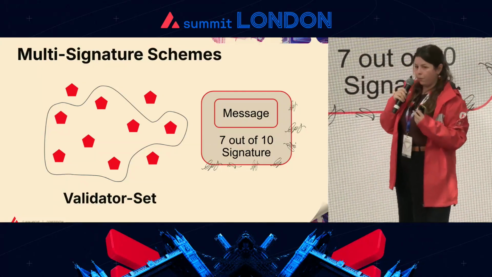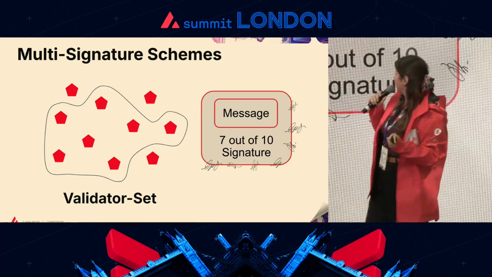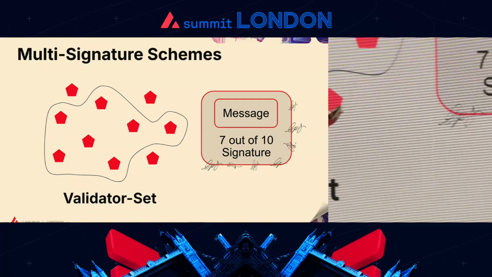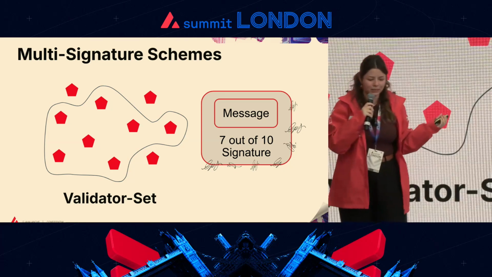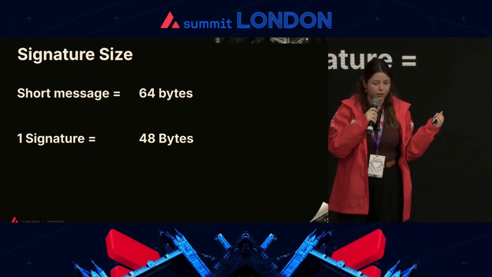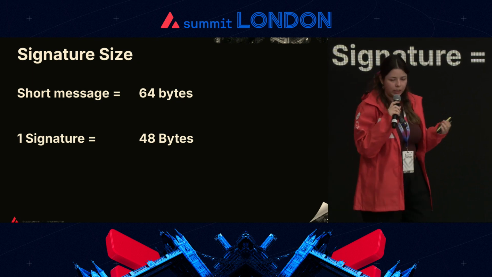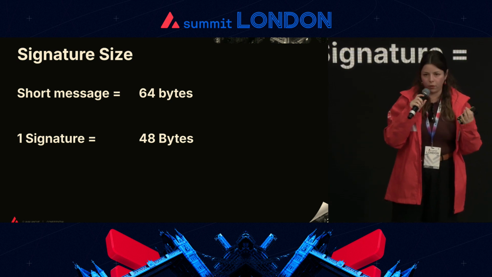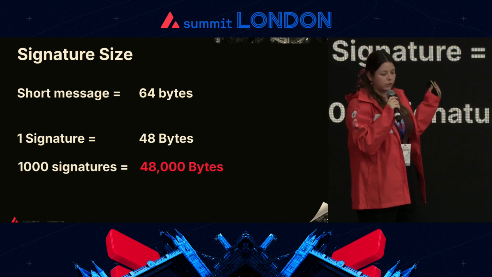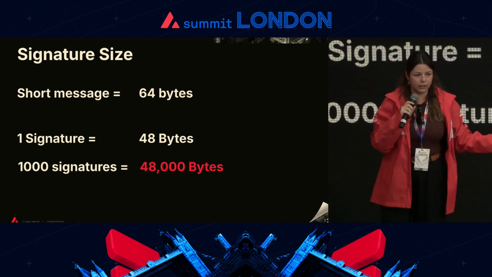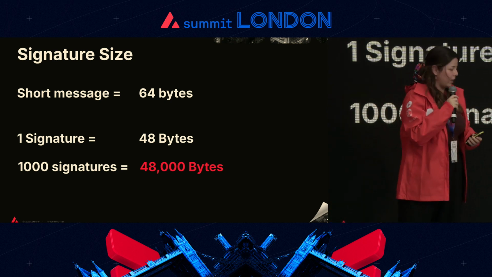But what happens if we need to collect a bunch of signatures in a single message? If it's only 7 signatures, we just add them to a message, but that can get complicated when we grow in the number of signatures that we require. Imagine a single message that is 64 bytes, and the signature is 48 bytes. If we need to collect 1,000 signatures, then for one single message it gets super heavy. For just a single 64 bytes, it gets to 48,000 bytes.